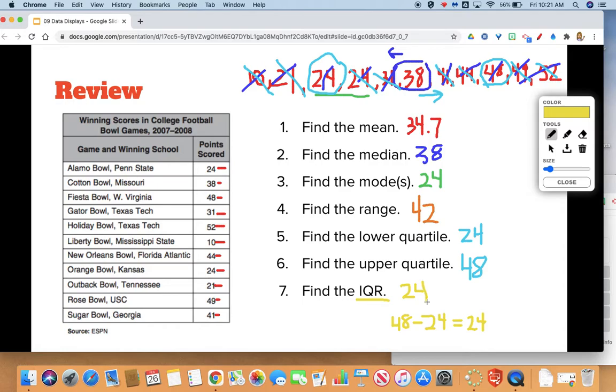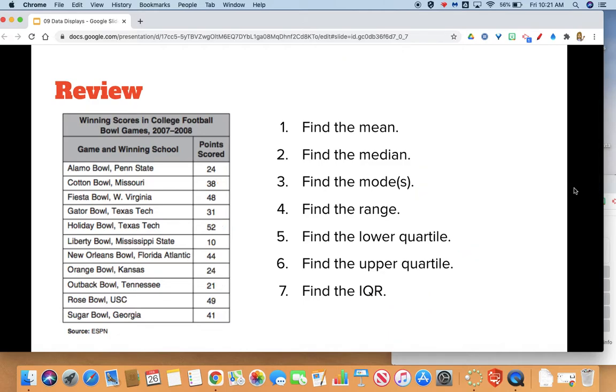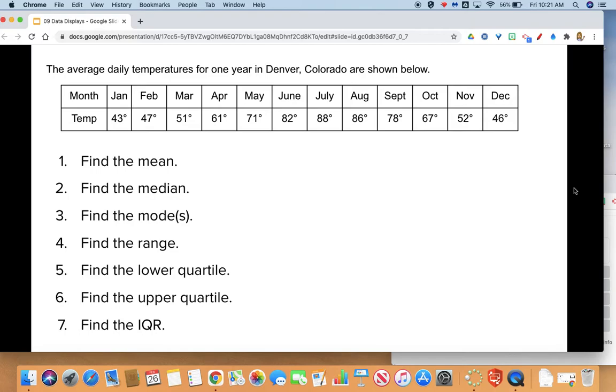All right, you guys, I want you to practice finding these landmarks on your own. Press pause on the next slide so you can have some time to work. Press play when you're ready to hear me go through the answers. Please order the data before you find the landmarks.